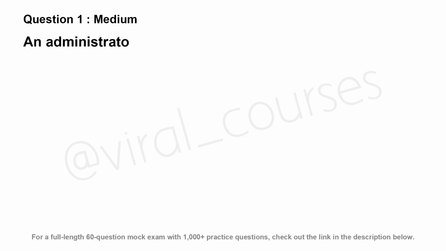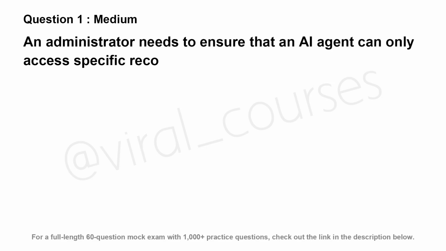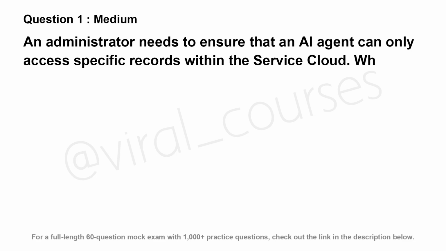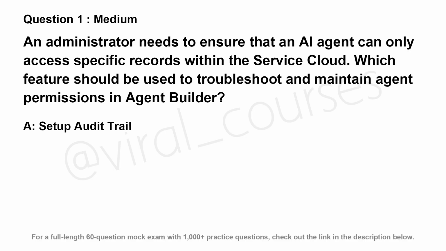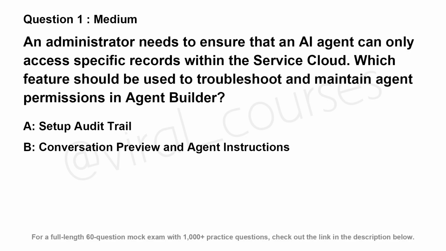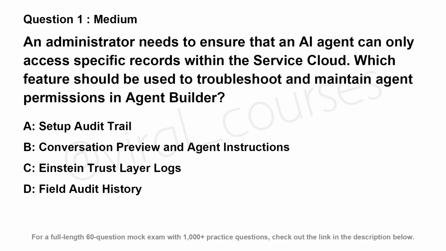An administrator needs to ensure that an AI agent can only access specific records within the Service Cloud. Which feature should be used to troubleshoot and maintain agent permissions in Agent Builder? Option A. Set up audit trail. Option B. Conversation preview and agent instructions. Option C. Einstein Trust Layer logs. Option D. Field audit history.